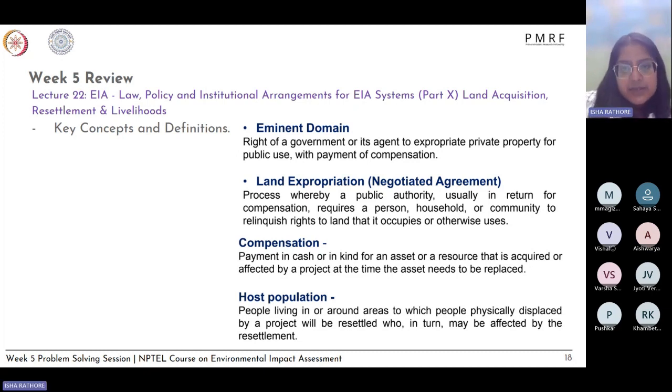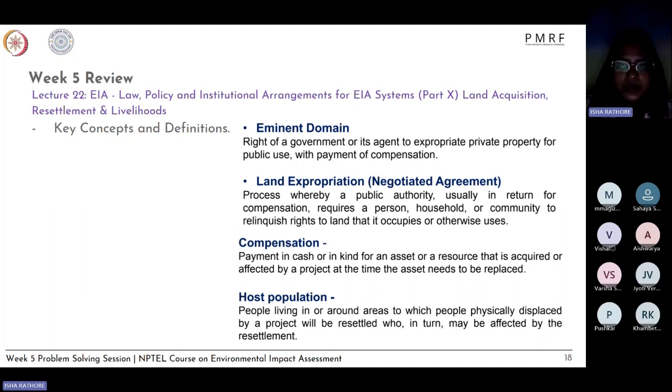Next definition is land expropriation or negotiated agreement. So this is the process whereby a public authority usually.